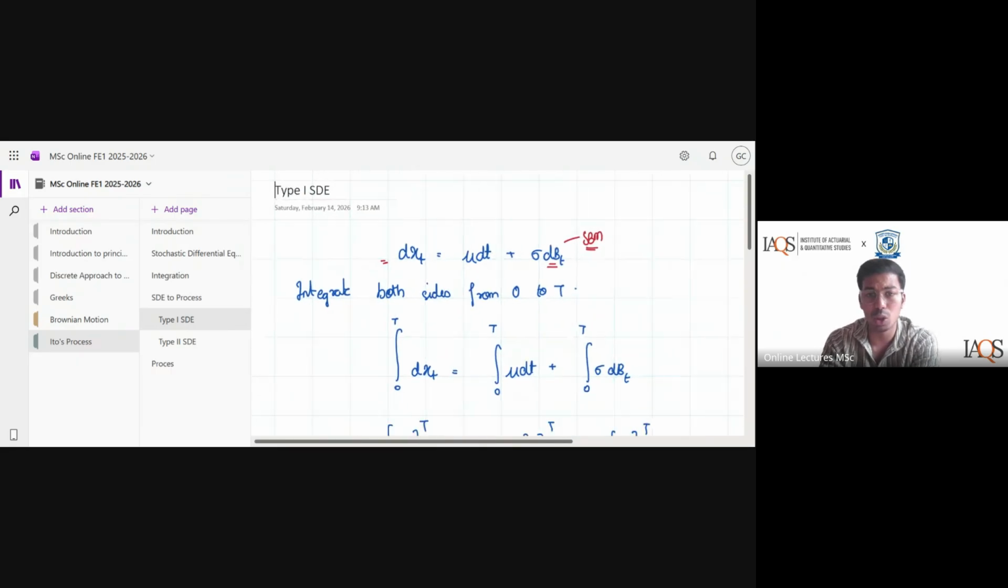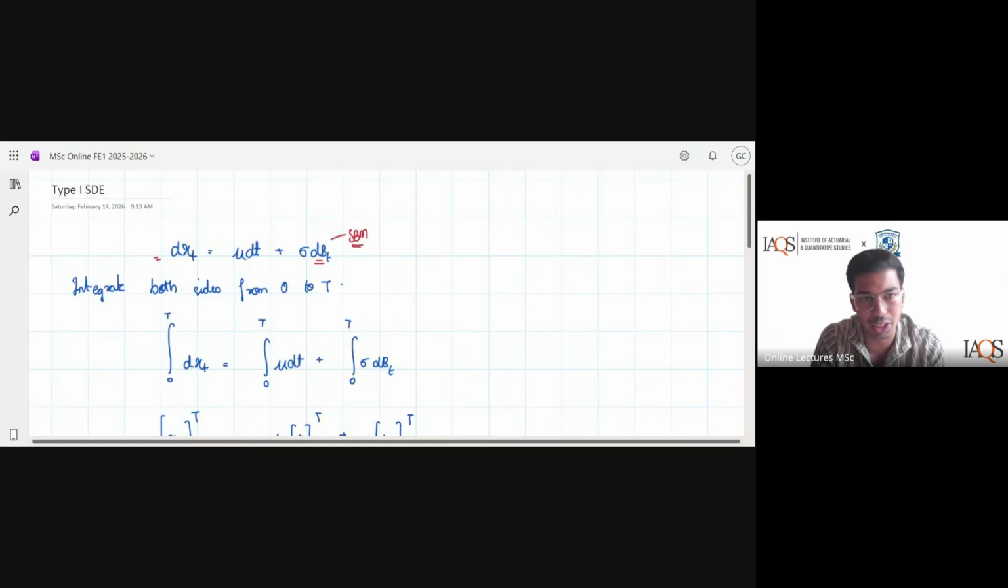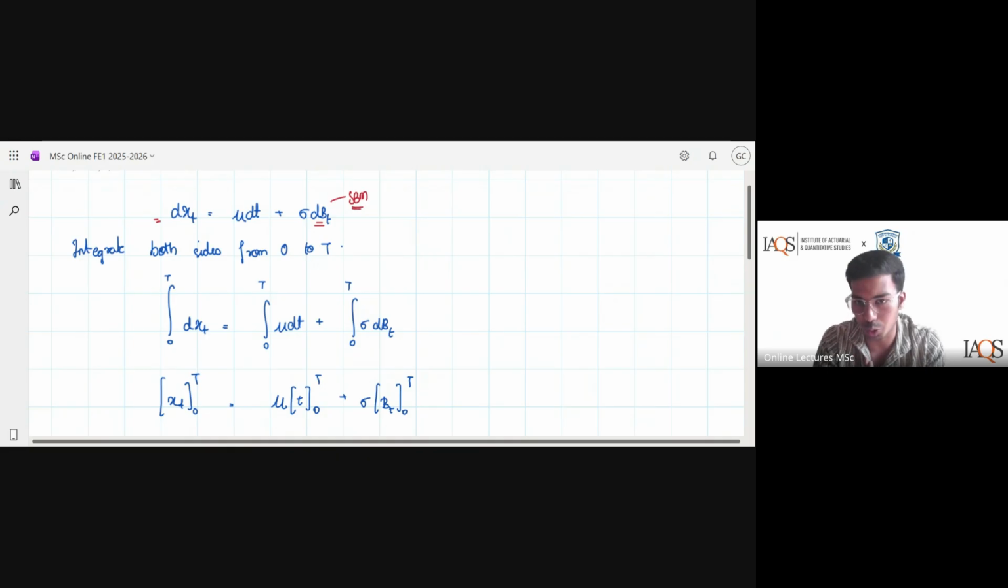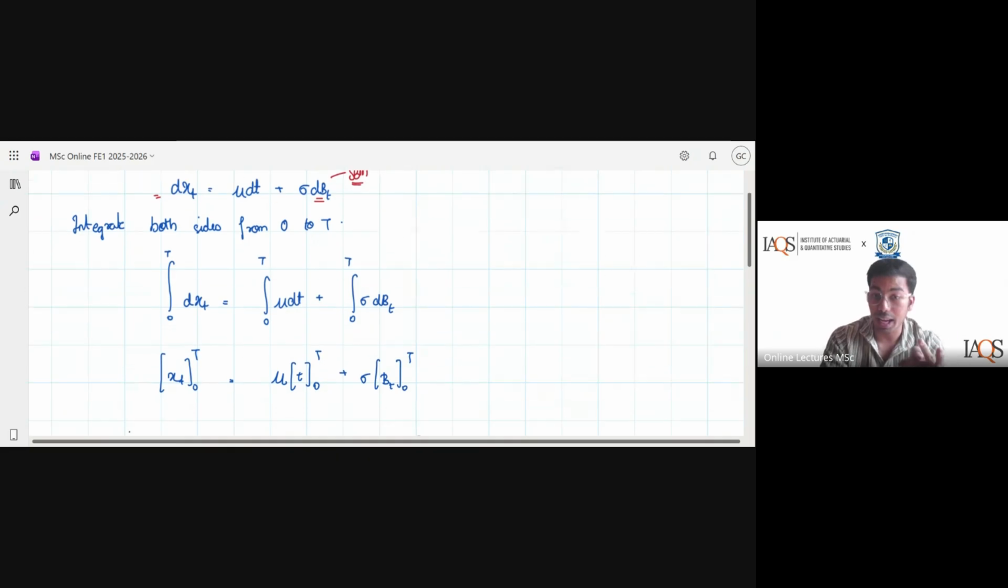In type 1 HDE, I know my mu and sigma are going to be constant. So dXt is equal to mu dt plus sigma dBt. I need to get to the process, hence I need to integrate this. So integrating both sides from 0 to t, I have nothing over here.